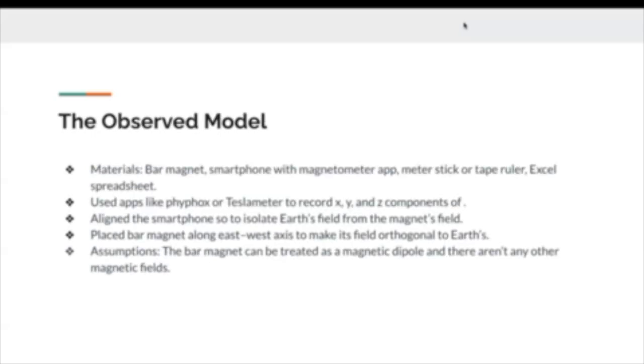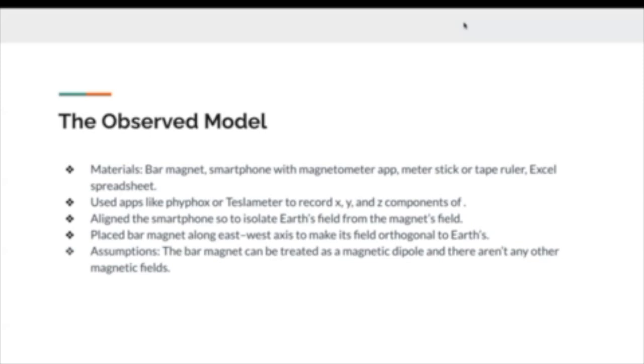The materials used in the observed model were the bar magnet, smartphone, meter stick, and an Excel spreadsheet, and we were able to use apps like Phyphox or Teslameter to record XYZ components. We aligned the smartphone so as to isolate Earth's field from the magnet's field, and placed the bar magnet along the east-west axis to make its field orthogonal to Earth's.